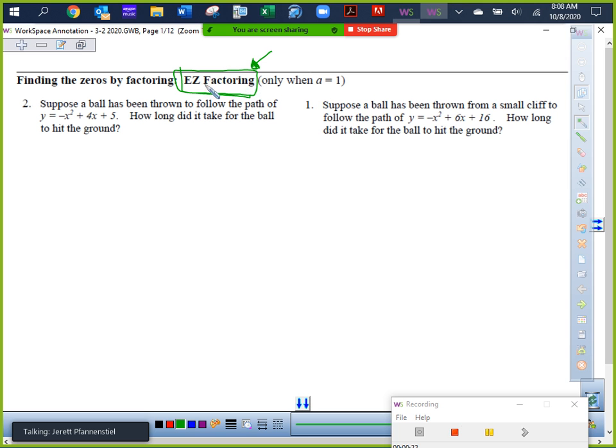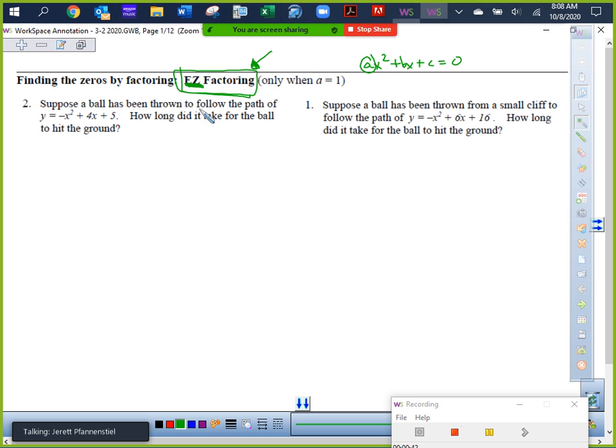There's many types of factoring that I hope you've seen before. There's what I call easy factoring. I made up that name. That's when you have a quadratic, ax squared plus bx plus c equals 0, in standard form, and the a value is 1. The a value is 1. You can easy factor that. Why I call it easy factoring is because you don't have to do a lot of work to figure it out.